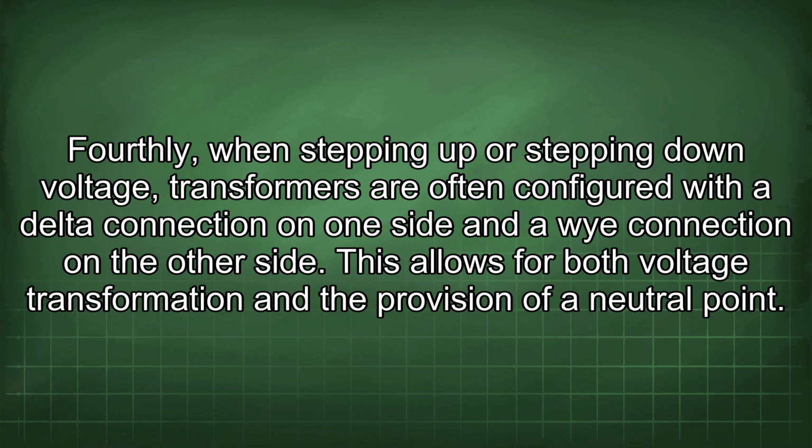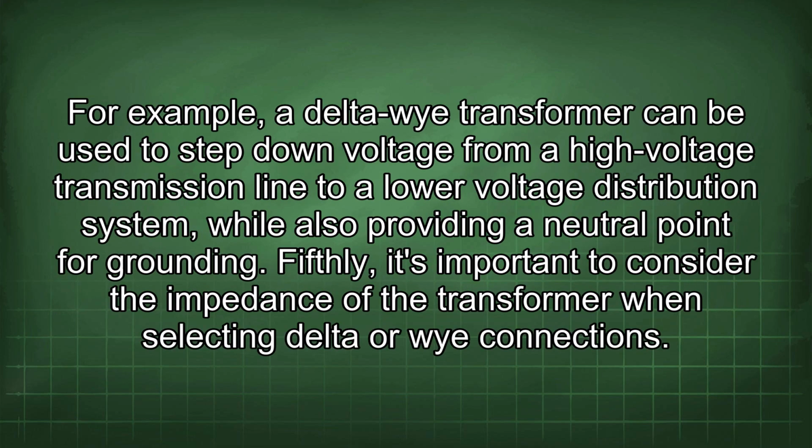Fourthly, when stepping up or stepping down voltage, transformers are often configured with a delta connection on one side and a Y connection on the other side. This allows for both voltage transformation and the provision of a neutral point. For example, a delta-Y transformer can be used to step down voltage from a high voltage transmission line to a lower voltage distribution system, while also providing a neutral point for grounding.